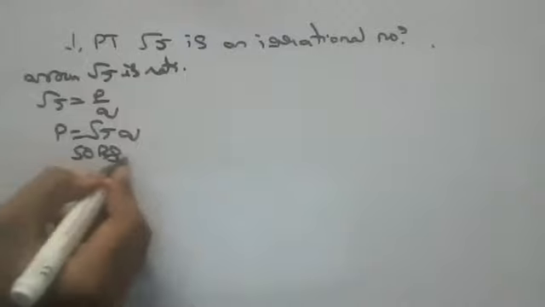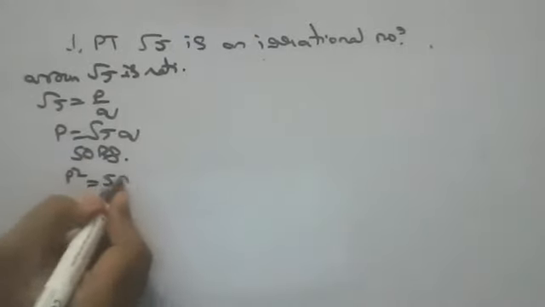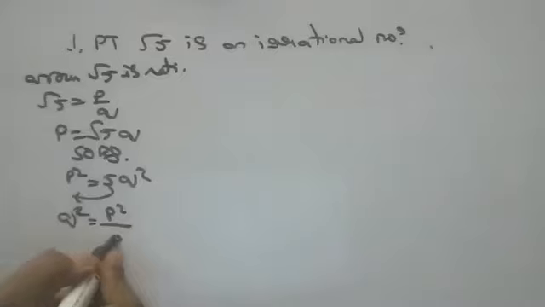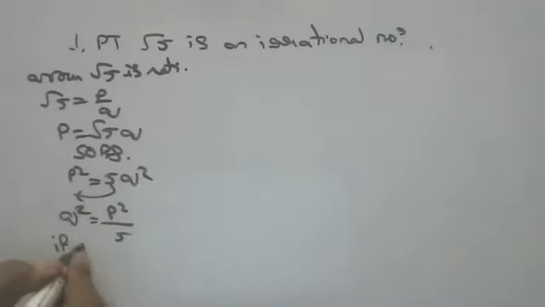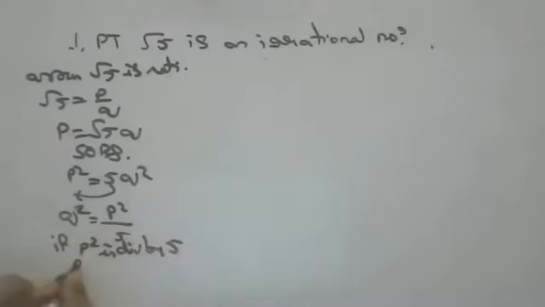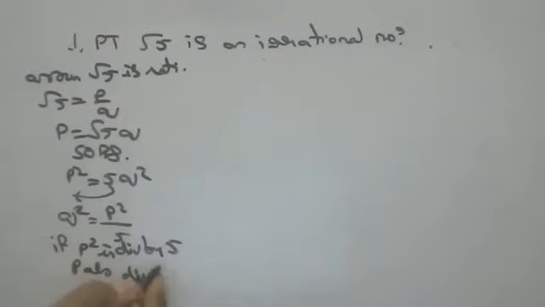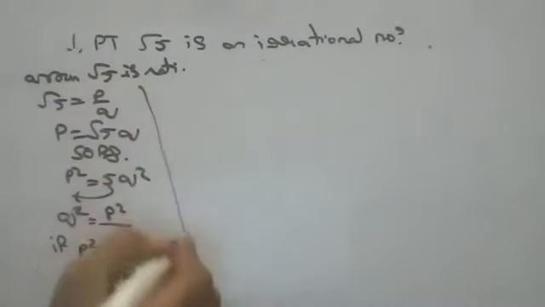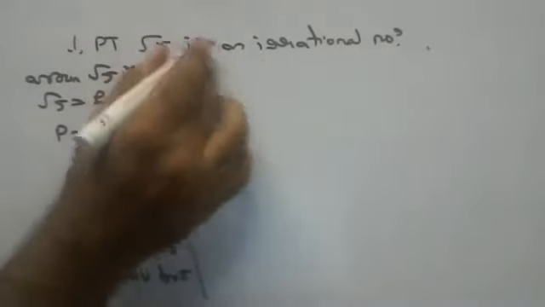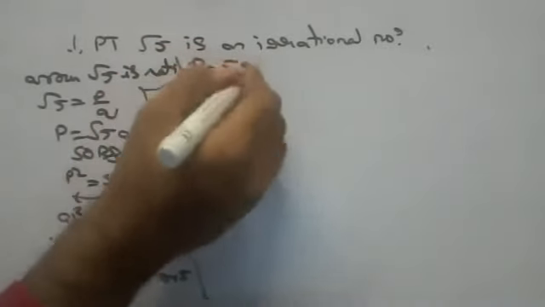Squaring on both sides, what will you get, children? p square is equal to 5q square. If you bring this down, q square is equal to p square by 5. If p square is divisible by 5, p is also divisible by 5. Because p is divisible by 5, we can write p is equal to 5r. 5 into something will give you p.